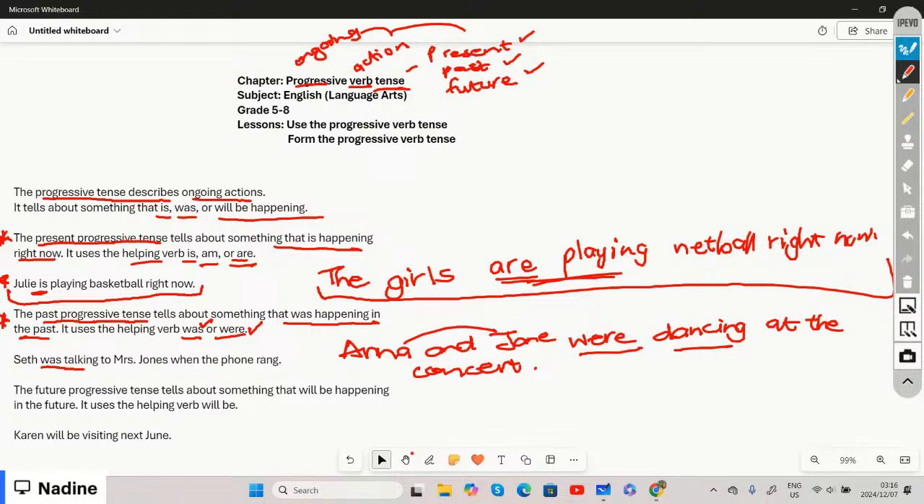So keeping in mind our past progressive verb tenses, progressive tenses show the ongoing action that takes place, whether it's in the present, in the past, or in the future.